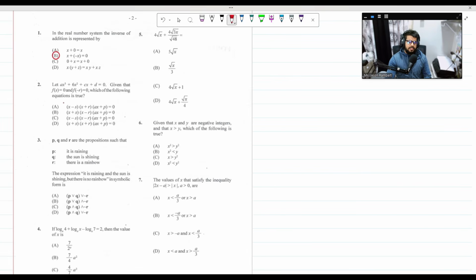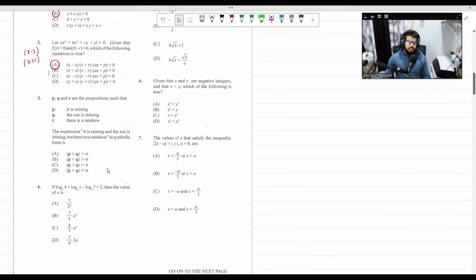Given that f of s is 0, then that means x minus s is a factor. F of minus r is 0, then that means x plus r is a factor. And which of the following equations is true? So I'm looking for the x minus s and the x plus r. That's going to be A.